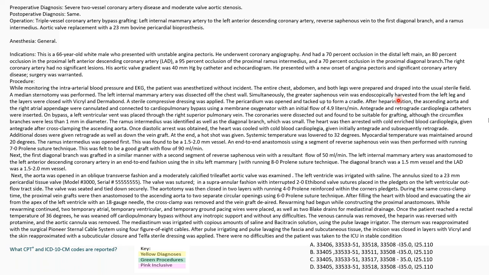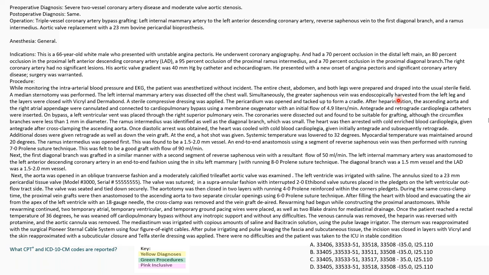After filling the heart with blood and evacuating the air from the apex of the left ventricle with an 18-gauge needle, the cross-clamp was removed and the vein graft de-aired. Rewarming had begun while reconstructing the proximal anastomosis. While rewarming continued, two temporary atrial, temporary ventricular, and temporary ground pacing wires were placed, as well as two Blake drains for mediastinal drainage.